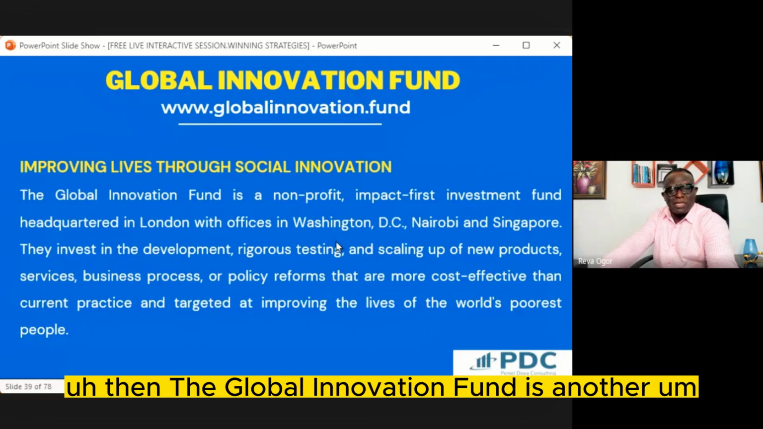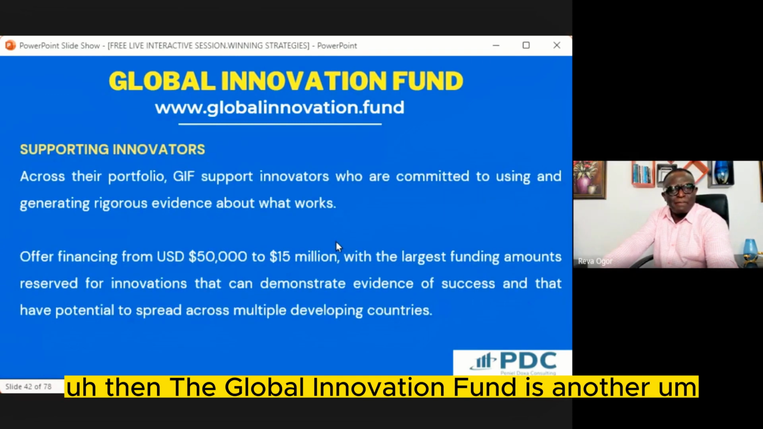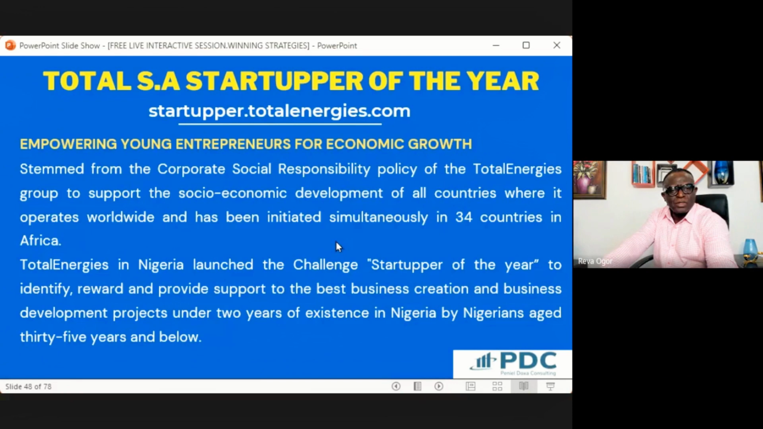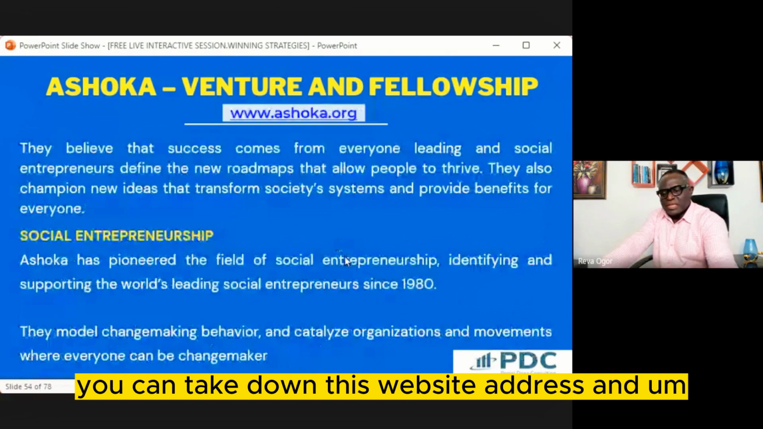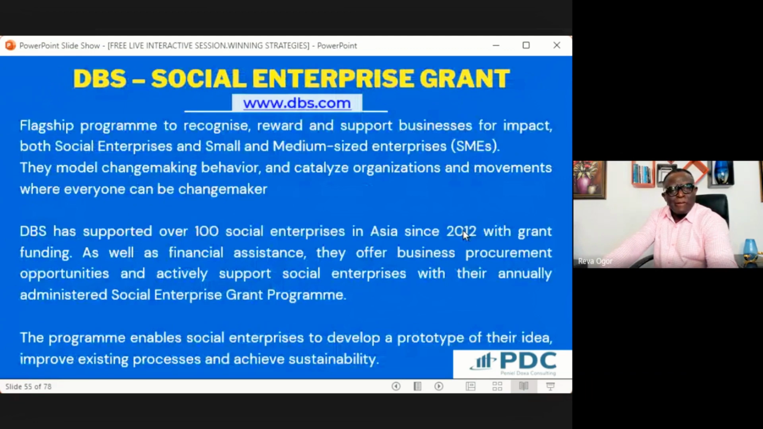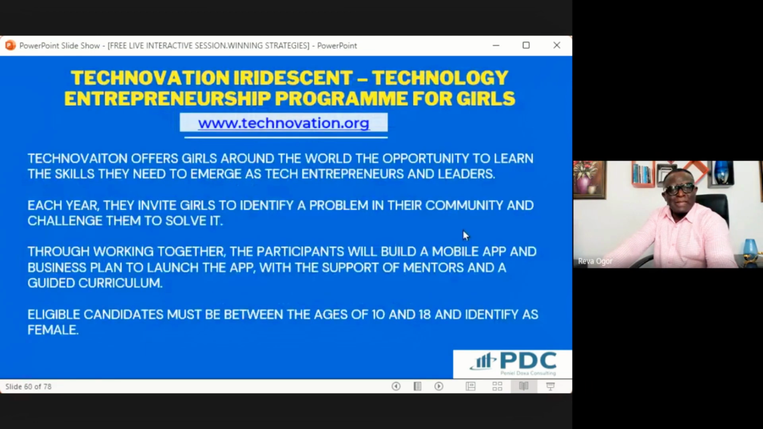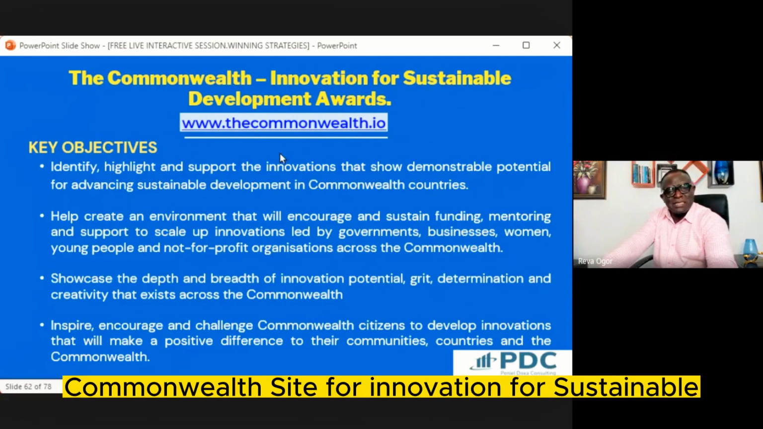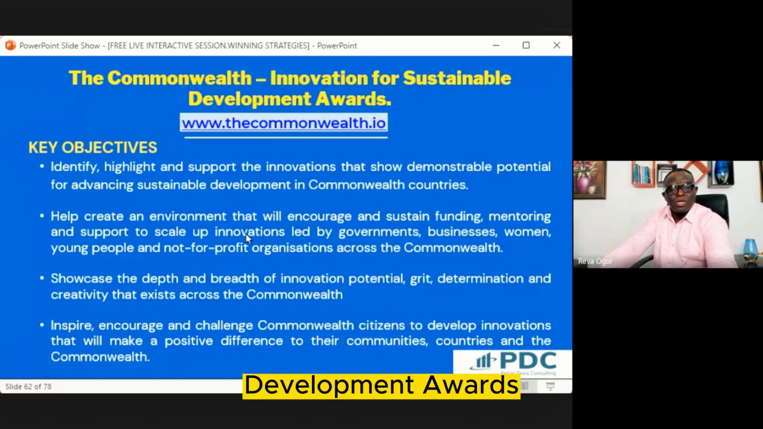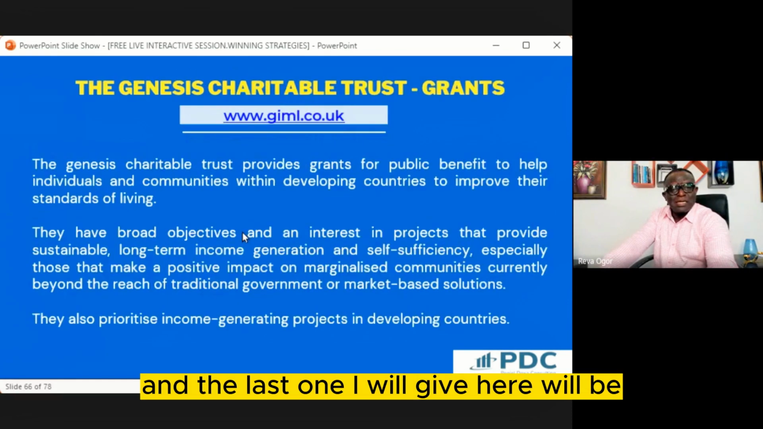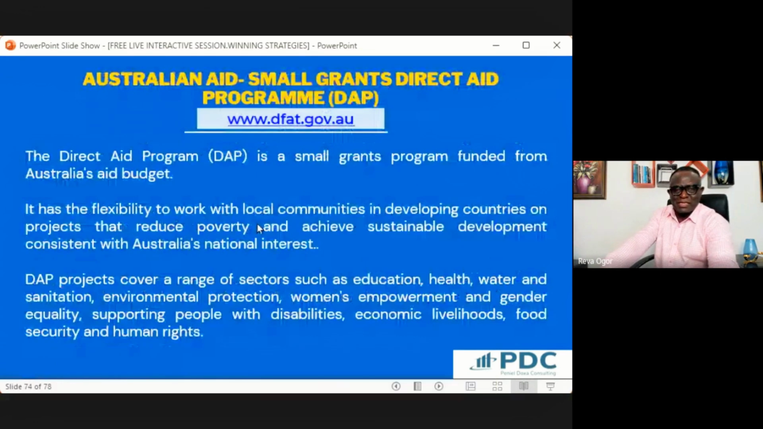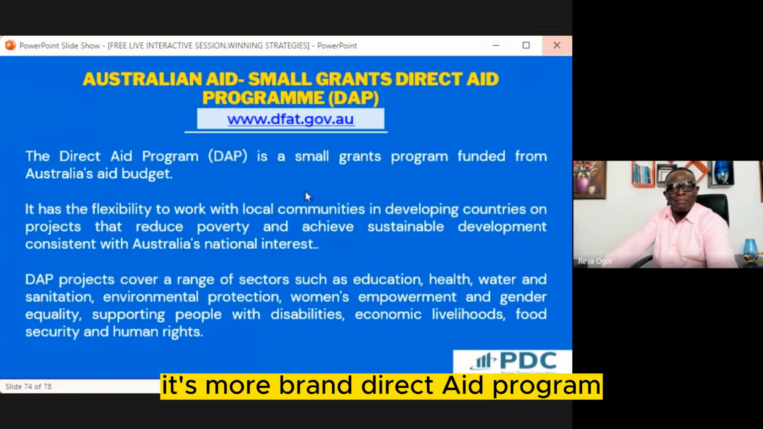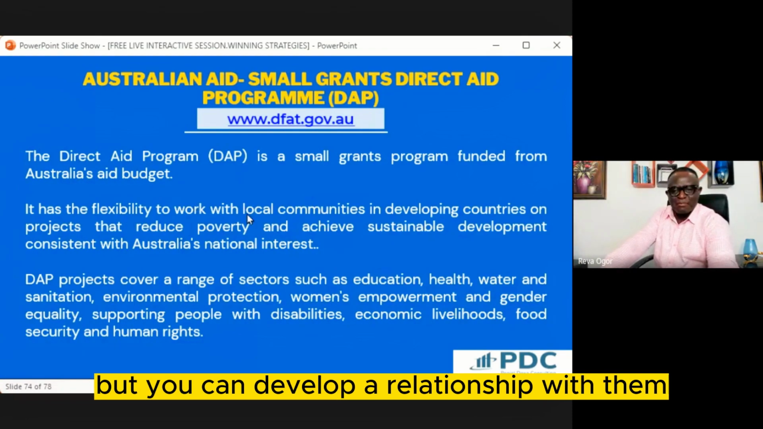Then the Global Innovation Fund is another. Then Ashoka, you can take down this website address, and then the Commonwealth, there's a Commonwealth site for Innovation for Sustainable Development Awards. And the last one I will give here will be the Australia Aid. It's a small grant direct aid program, but you can develop a relationship with them.